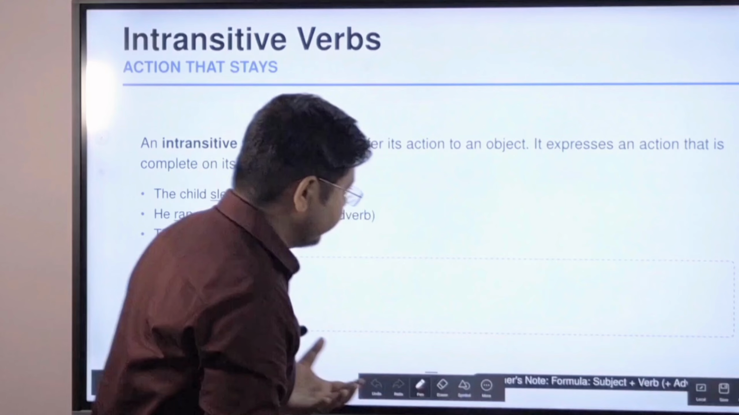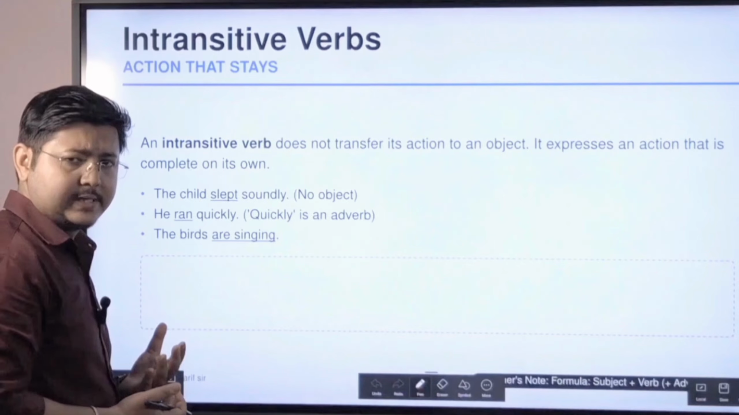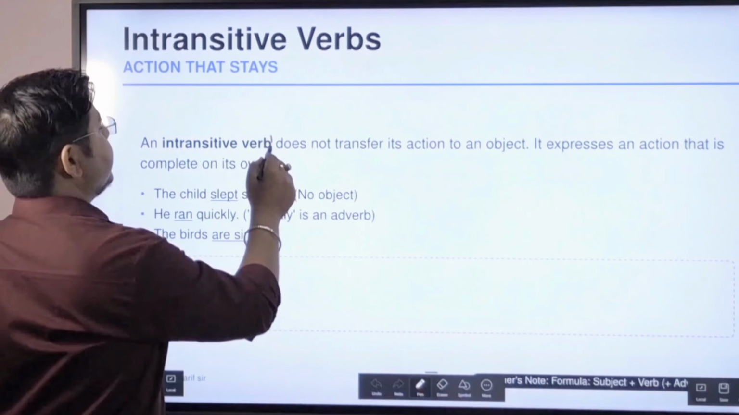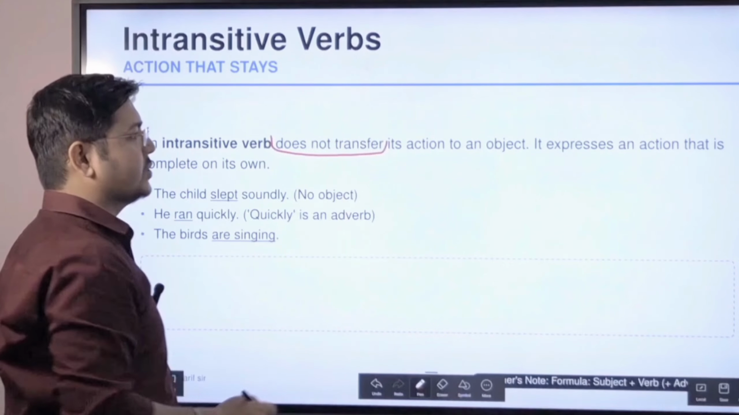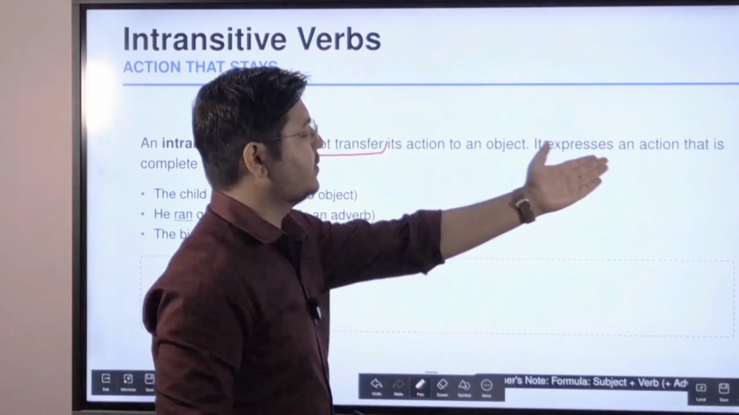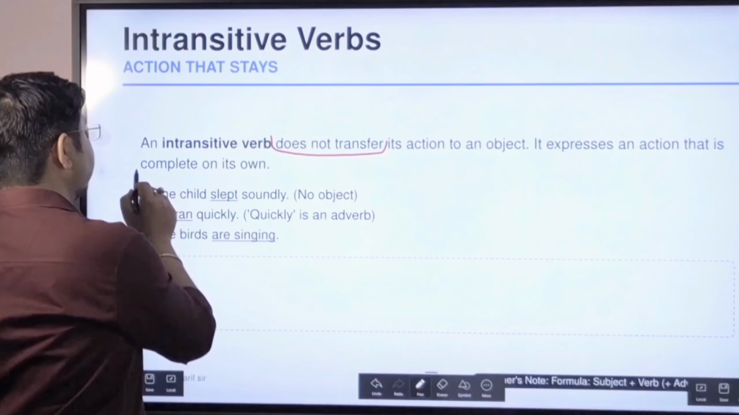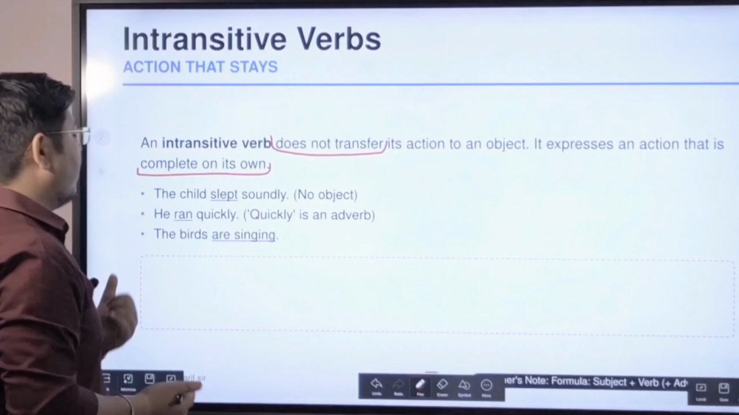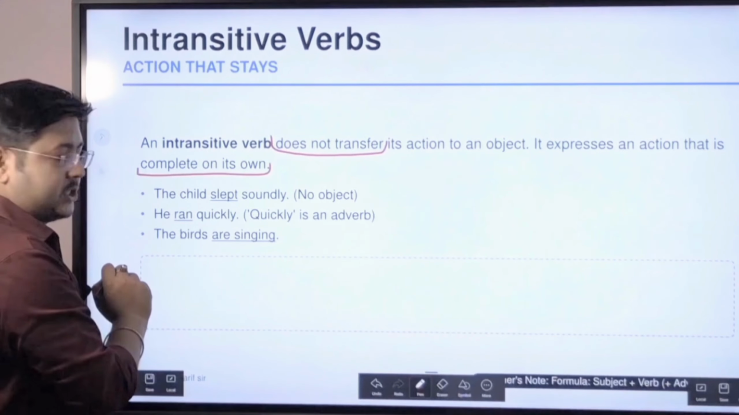Let us go through these examples here. First, let us try to see what intransitive verbs are. An intransitive verb does not transfer its action to an object, and it expresses an action that is complete on its own without any object. Example number one, the child slept.